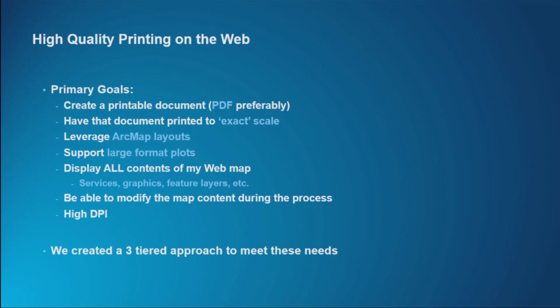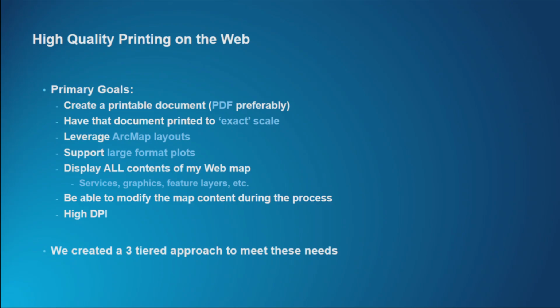When we talk about high-quality printing on the web, we're typically talking about creating a printable document. Usually you're talking about a PDF. Most of you want that document to be printed at an exact scale, preferably the scale you're looking at the map on. And you want to leverage existing layouts or existing layout templates that you may be familiar with, for instance, from ArcMap. And some of you want to support large format plots, not just supporting printing to legal paper, letter paper in the US or A4 in the rest of the world.